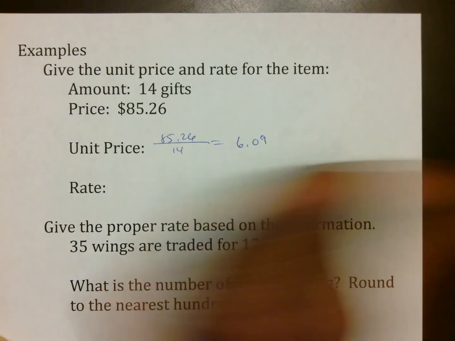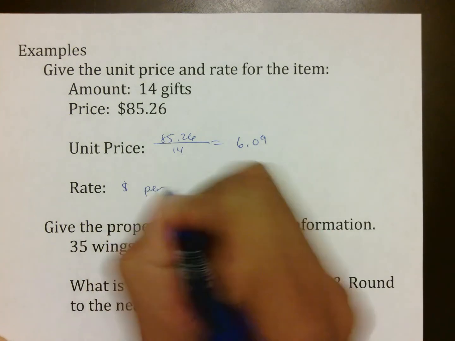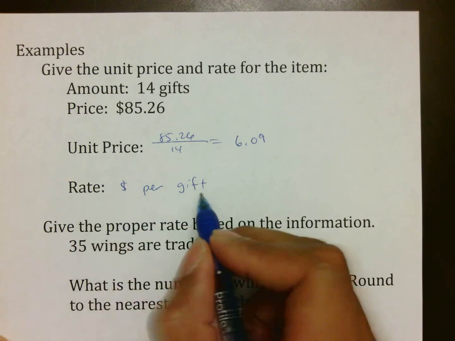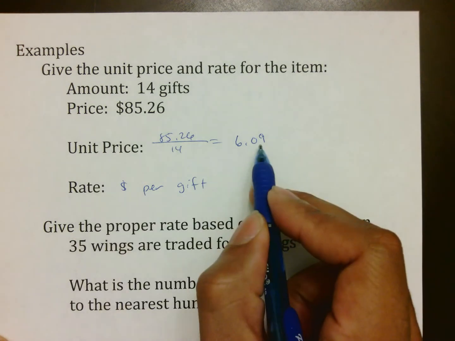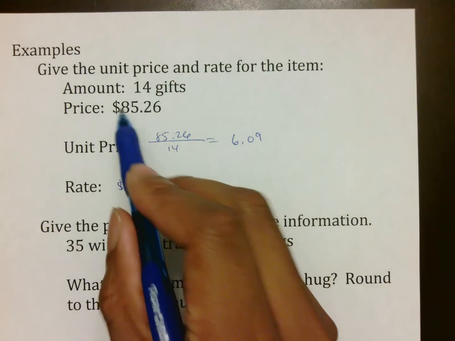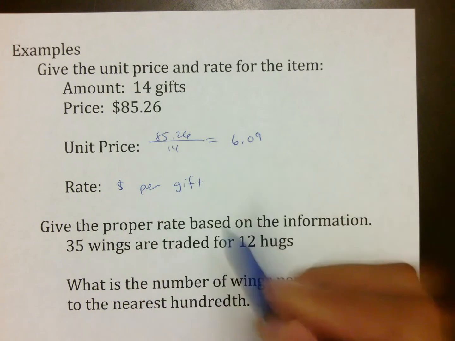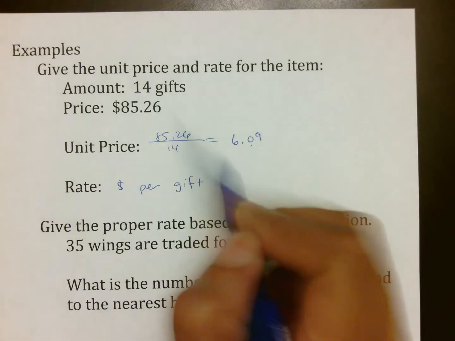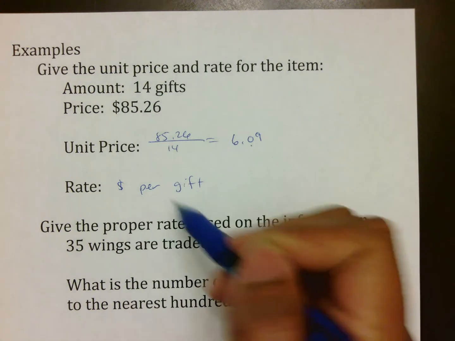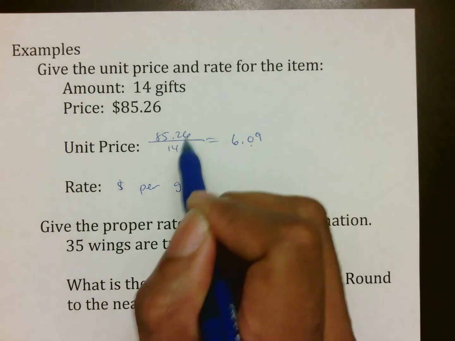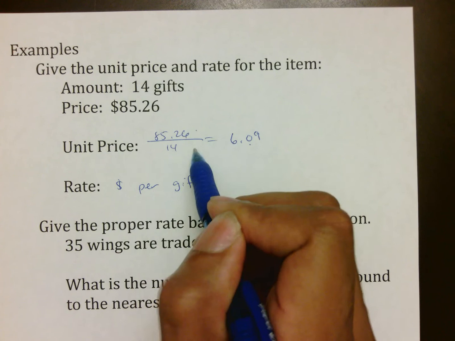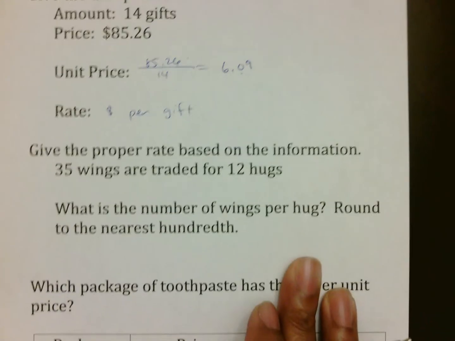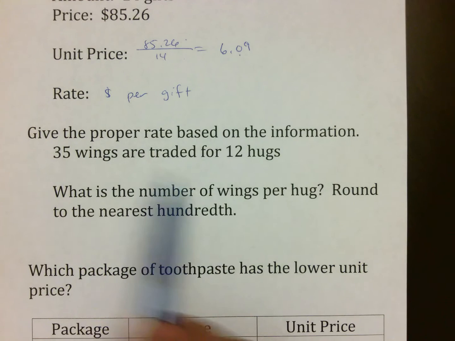And then the rate would be dollars per gift. Again, the rate is the name. The unit price is 6.09, because that's when you have your dollars on top, your gifts on the bottom. So again, 6.09 is the unit price, because that's how much it costs per unit, per gift. And then again, the rate is based off of this, dollars on top, gifts on the bottom, so it would be dollars per gift.